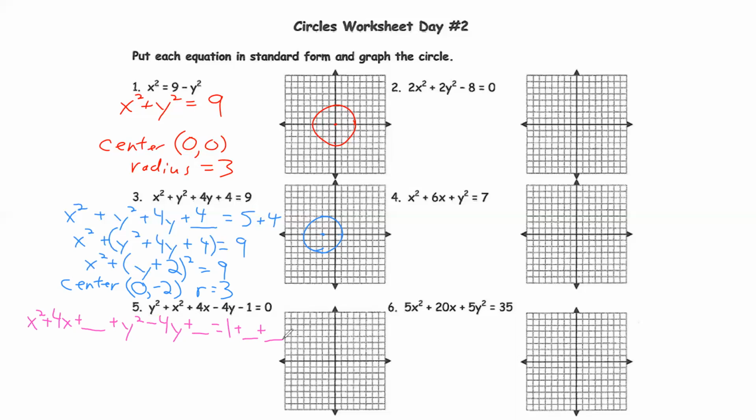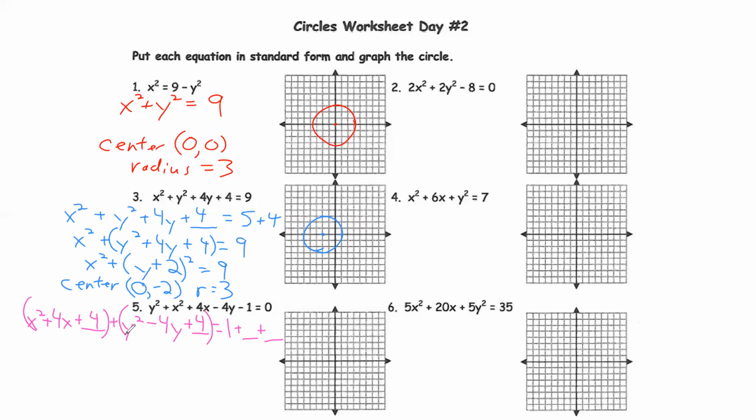What goes in the blank? Well, again, looking at the middle term, 4 divided in half, you get 2. 2 squared is 4. That's our perfect square trinomial. For the y's, again, we have 4 in the middle, so half of 4 is 2, 2 squared is 4. That is now also a perfect square trinomial.